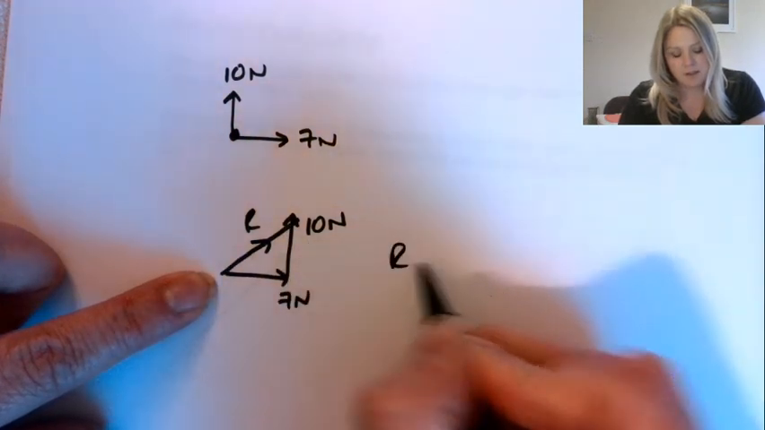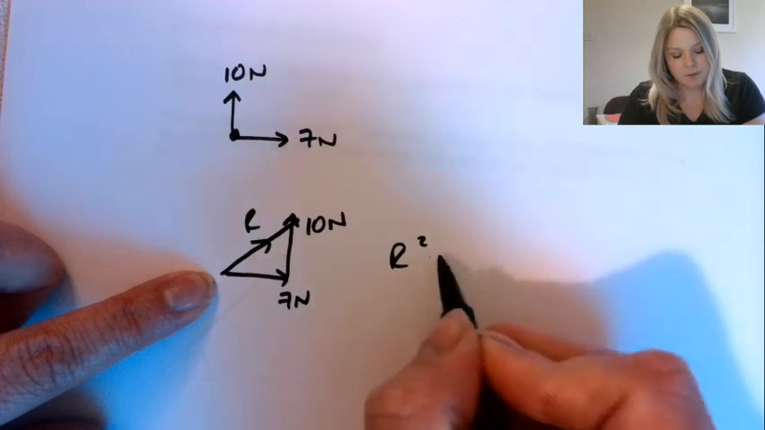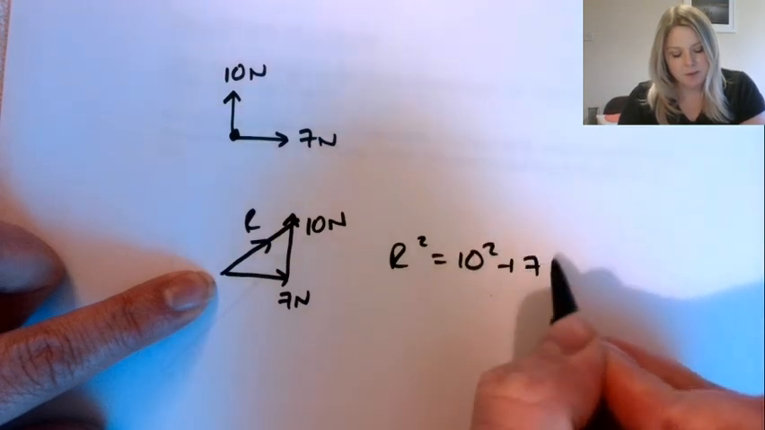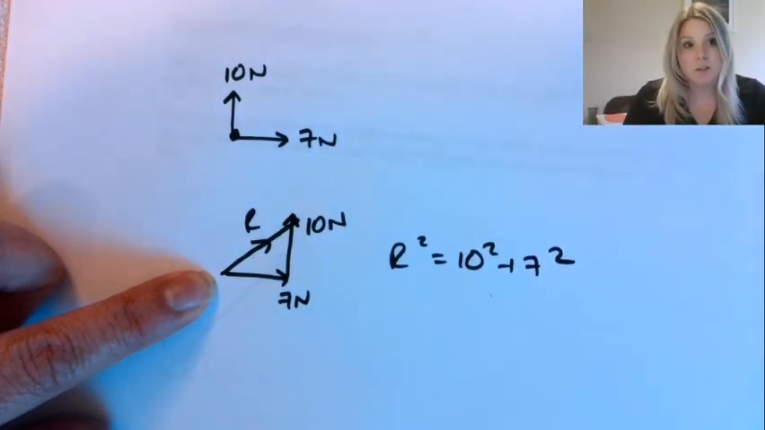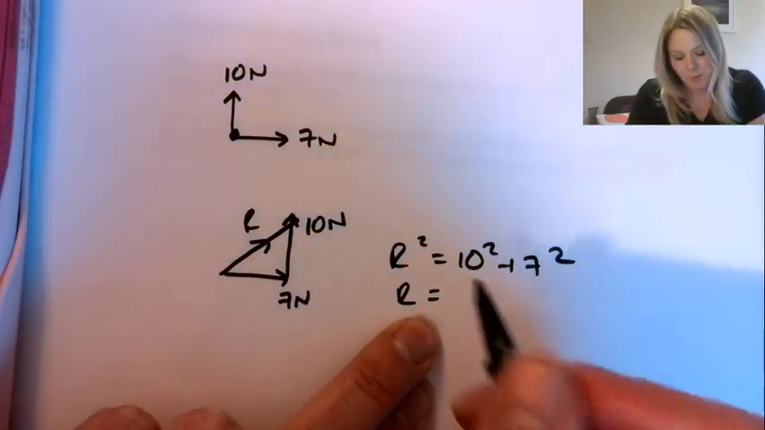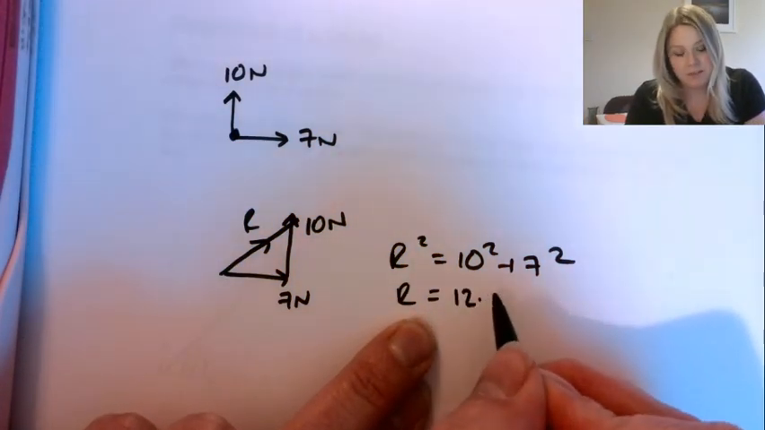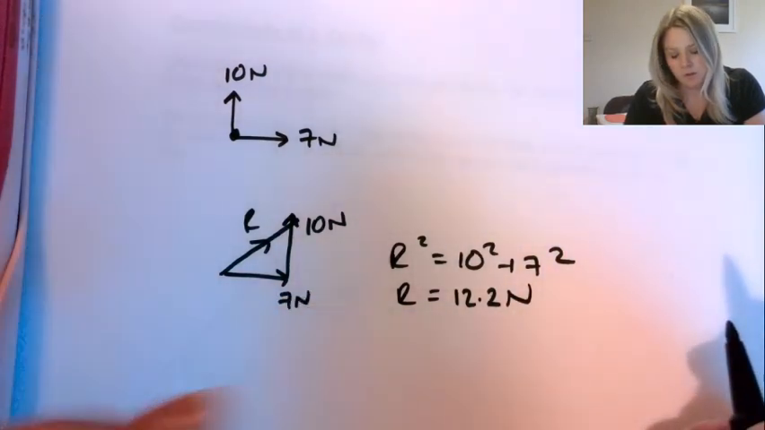And then to find that, we would just use Pythagoras. So r squared would be 10 squared plus 7 squared. And then if I solve that, I get 12.2. I've just gone to 3 significant figures, and because it's in newtons.